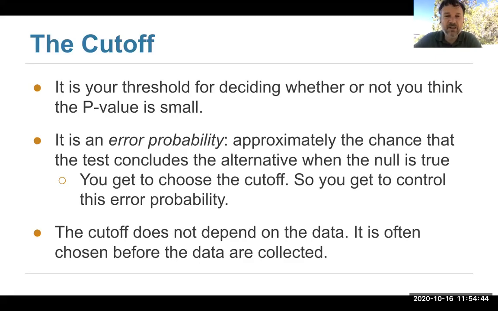Cutoffs: typically we will tell you a cutoff. A standard cutoff is 5%. You can assume that if we haven't told you a cutoff. Otherwise, we'll tell you a cutoff. And the way you use the cutoff is if the p-value is less than the cutoff, then you reject the null. And if it's not, then you don't.